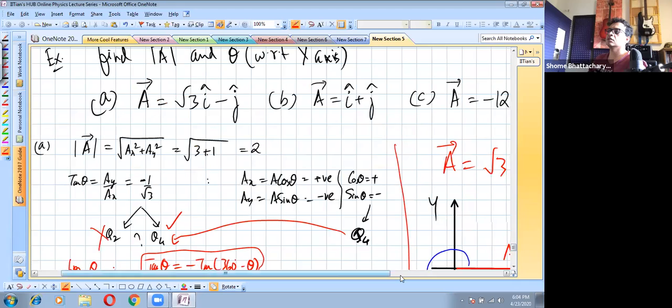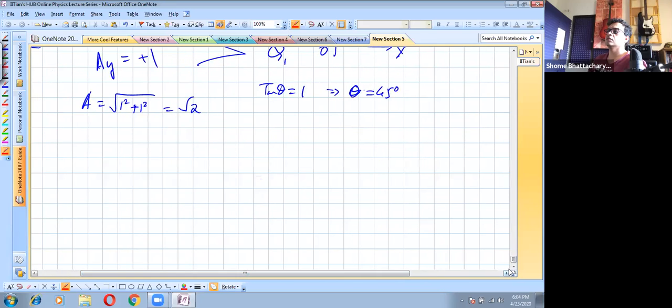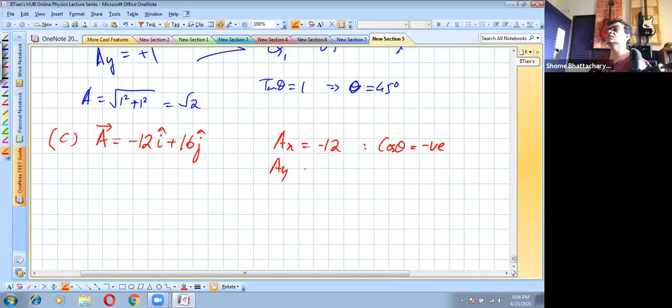Now let's come to the third one, which is -12 i cap plus 16 j cap. So let's tackle this one. Okay. So Ax is -12. So that is telling me cos theta is negative. Ey is +16. So that is telling me sin theta is positive. So this is telling me that theta is lying in which quadrant? It is lying in quadrant 2.